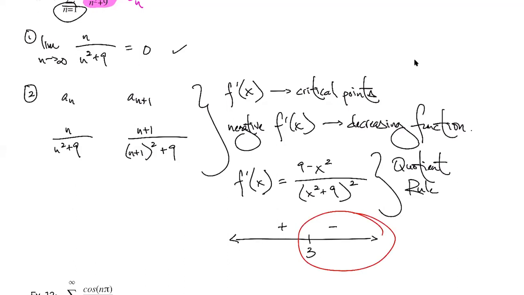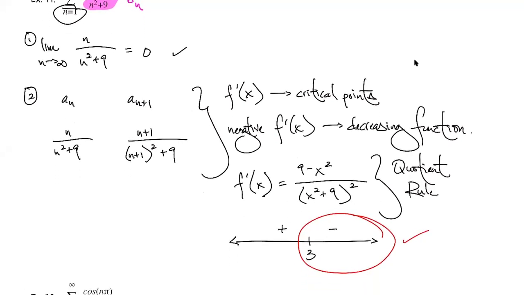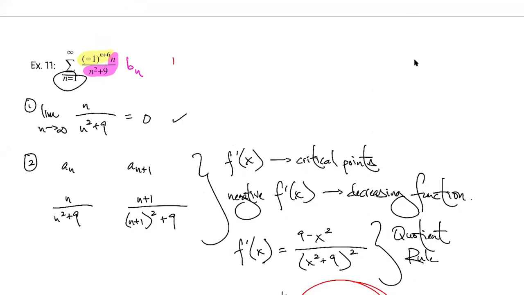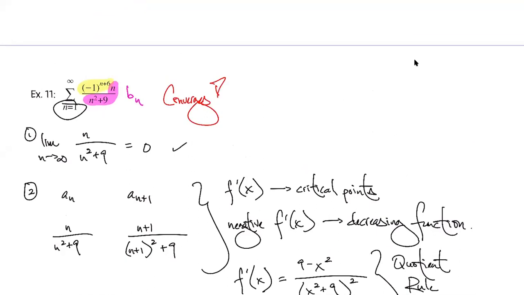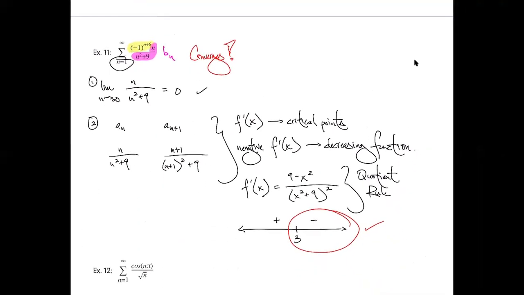If the end part is decreasing, that's good enough to say we've got this limit approaches 0, we've got a decreasing function, and therefore this series converges. Okay.